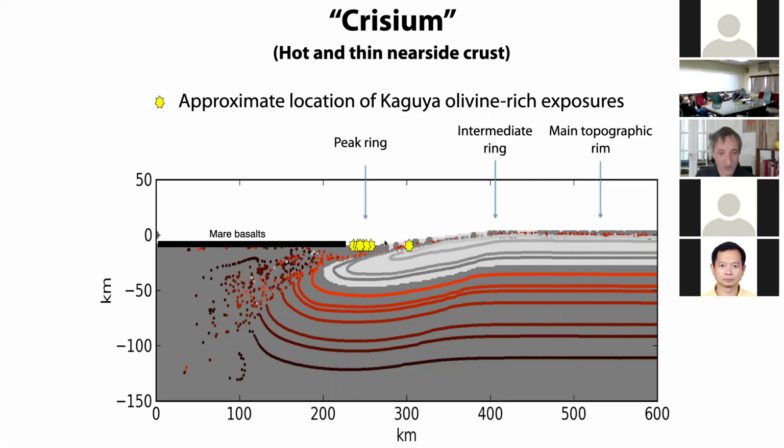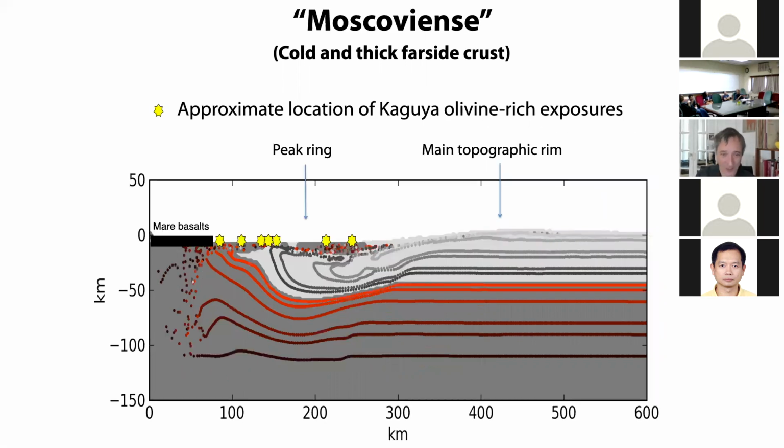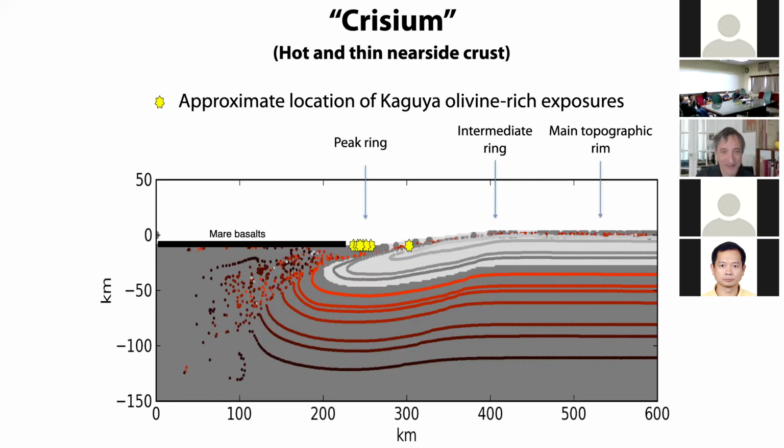So if you want to go to the Moon and sample the mantle, there are two great places to go. One is the Moscoviense impact basin on the far side, and the other is the Crisium impact basin on the near side.